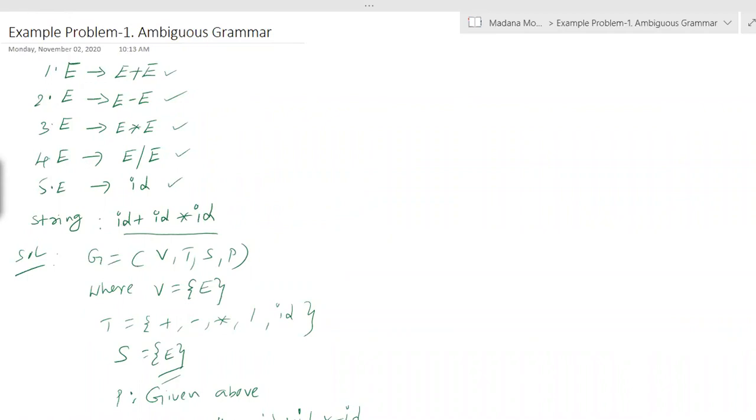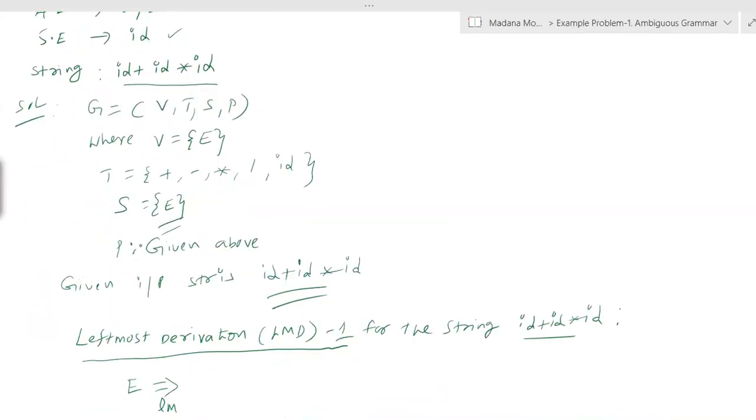So we need to derive the string id plus id into id. For this, what are the productions needed here? Combination of plus and into only. So with the plus combination, we have the first production. With the into combination, we have the third production. Then finally, we have terminal id, so for id, the fifth production. So the first, third, and fifth productions are the only ones required to derive the string, whether leftmost or rightmost derivation.